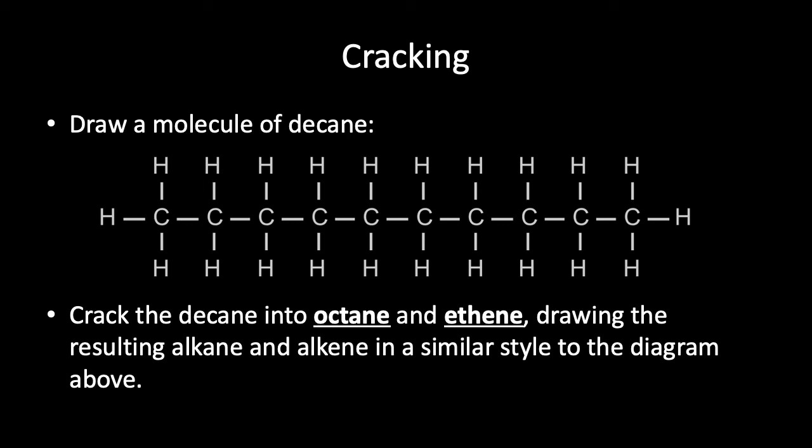Octane would contain 8 carbon atoms, and ethene, which is an alkene, which will contain 2 carbon atoms. But remember, in ethene there is a double bond. So octane is a resulting alkane, ethene is a resulting alkene. And I'd like to draw it out in a similar style to the diagram above. Please pause the video to do that now, and I will then go through the answers shortly.